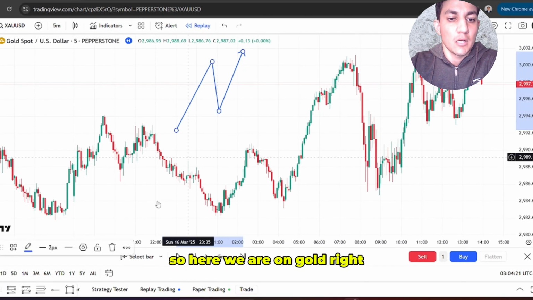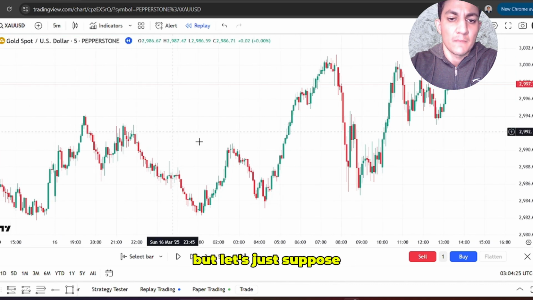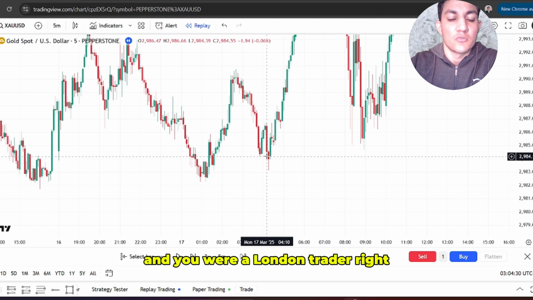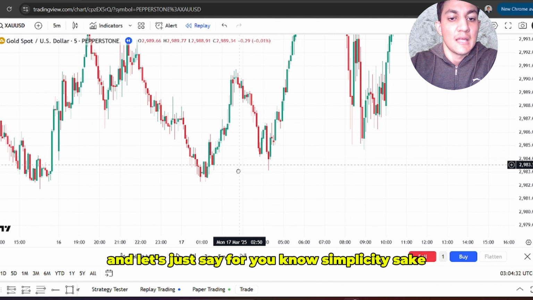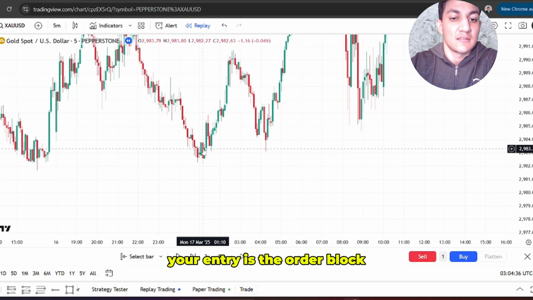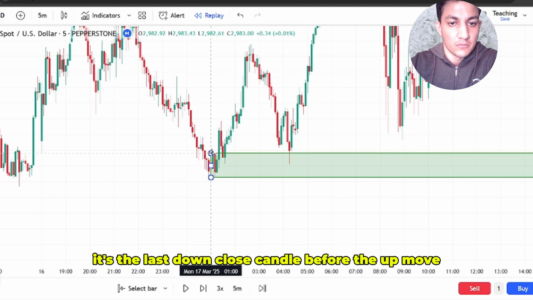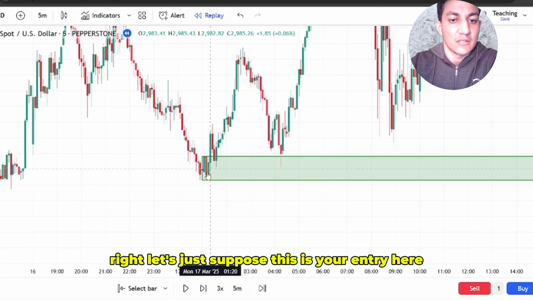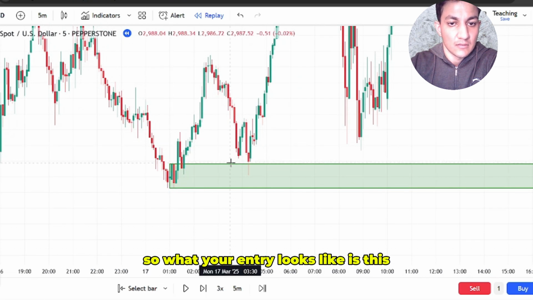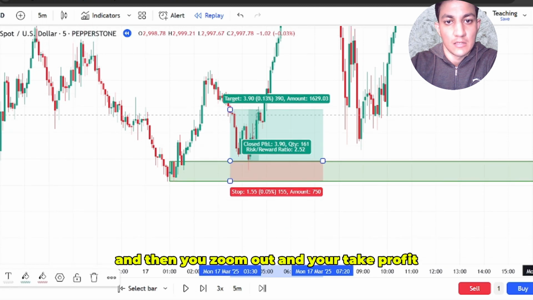So here we are on gold, and it doesn't matter, this works on all markets. But let's just suppose you were like me and you were a London trader, right? So you're trading the London session, and let's just say, for simplicity's sake, your entry is the order block. It's the last down close candle before the up move. Let's just suppose this is your entry here on the order block. You enter here, you put your stop loss at this low, and then you zoom out and set your take profit.